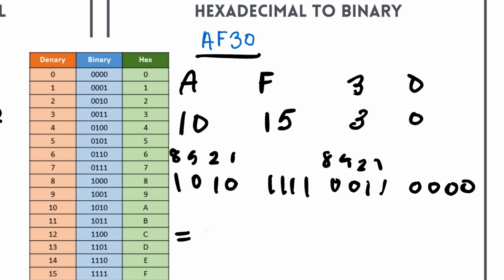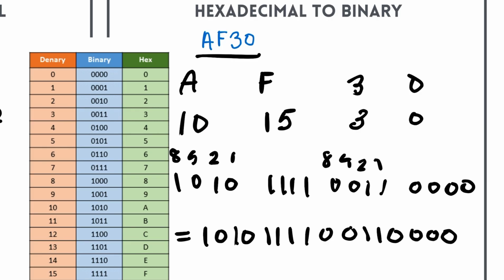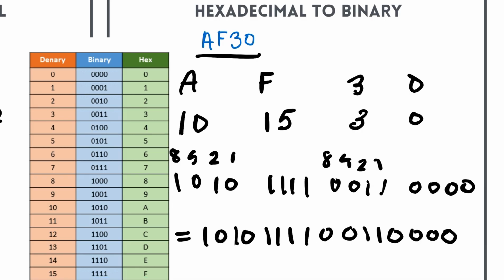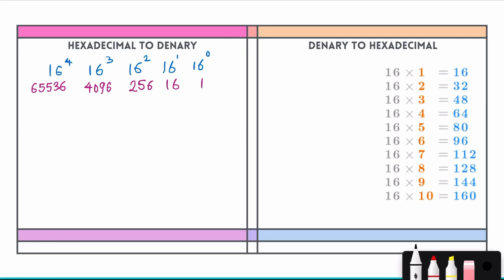So we're going to write them all together. So 1, 0, 1, 0, 1, 1, 1, 1, 0, 0, 1, 1, 0, 0, 0, 0. So if this hexadecimal was supposed to be a binary number, this is what it would be. Okay? So let's move on to the final part, the last two, which is hexadecimal and denary, converting between them.